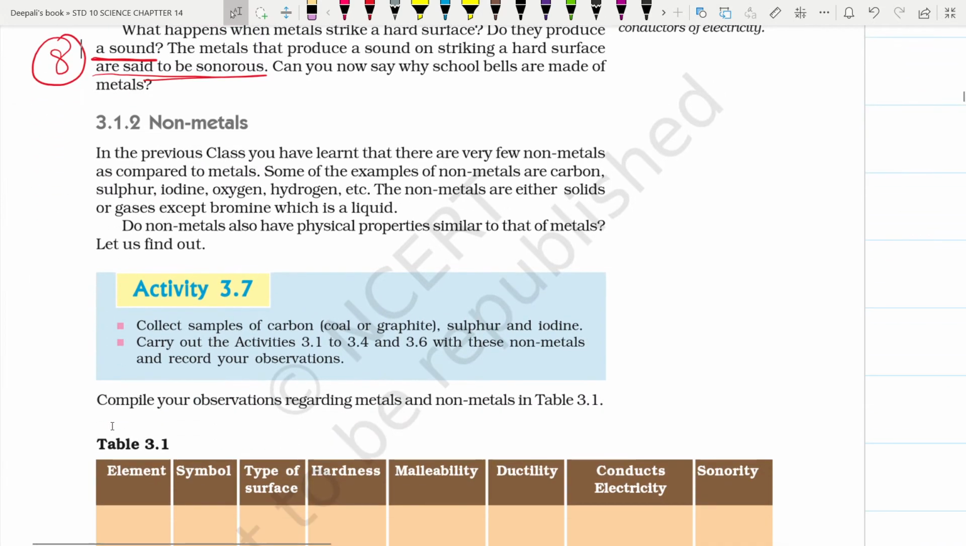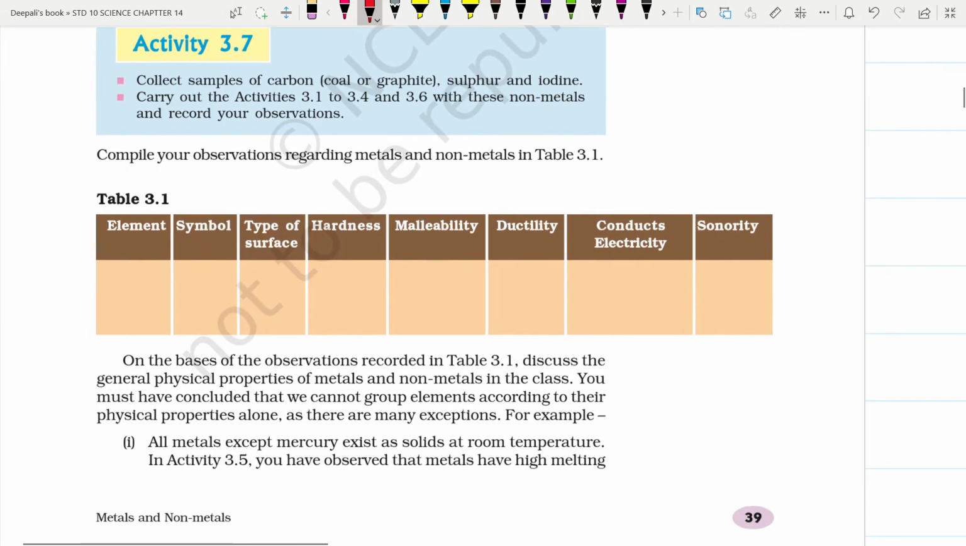Now let us see the non-metals. In the previous class you have learned that there are very few non-metals as compared to metals. Some examples of non-metals are carbon, sulfur, iodine, oxygen, hydrogen, etc. The non-metals are either solid or gas except bromine, which is liquid. So non-metals can exist in all the three states: solid, liquid and gas. Do non-metals have the same physical properties as metals? No. Let us perform an experiment here.